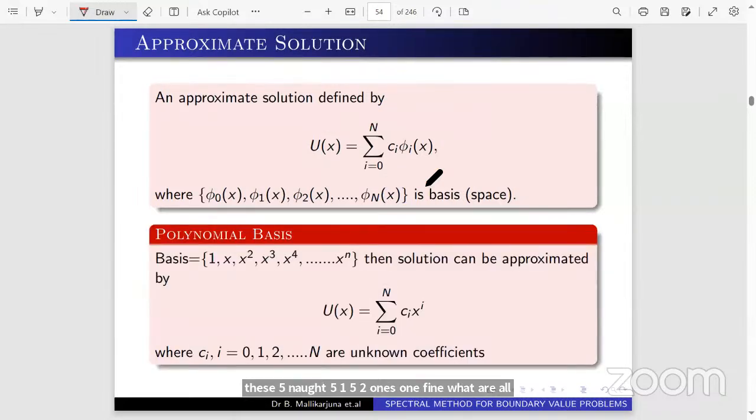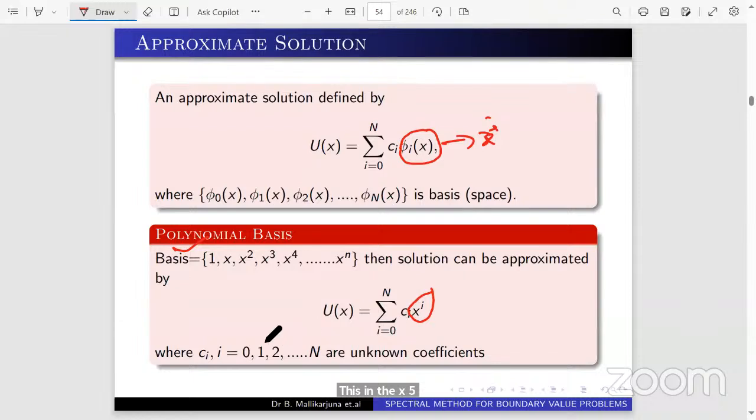This is one of the bases, the polynomial basis. This is one of the standard bases: 1, x, x square, x cube, x power 4, and so on, x power n. Then the solution can be approximated where phi i of x is replaced by x power i. This is simply x power i. Here the c i are the coefficients. We know x is in the domain.